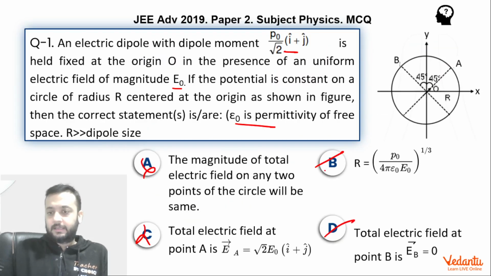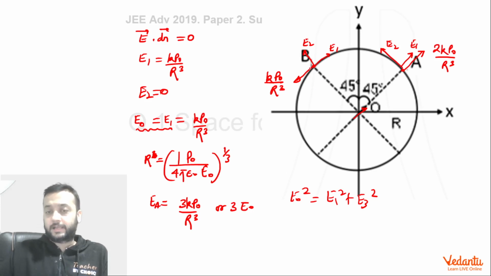And similarly, electric field at point B is 0. Of course it's not correct, because E1 will cancel out this component, E2 will be 0, but E3, we are not sure about. E3 might persist, because E3 is perpendicular to dr, so it will not create any component, and hence we can say that we will not get any option right.